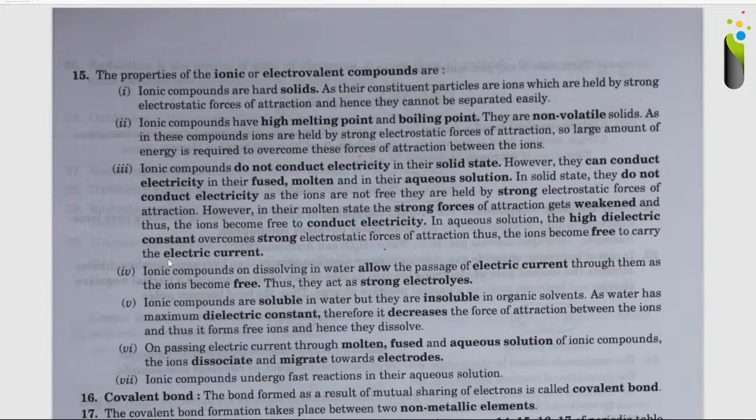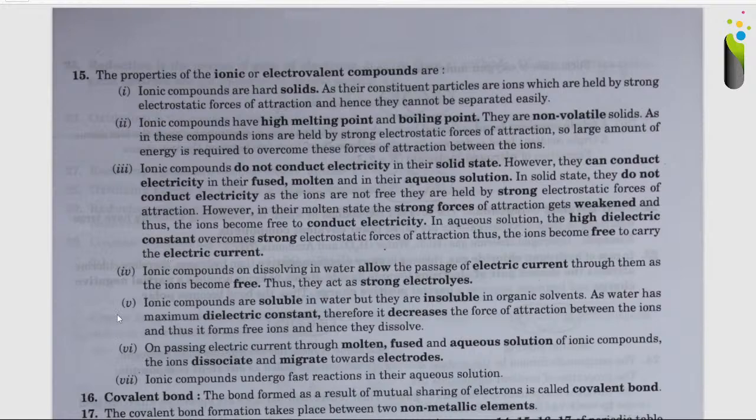Friends, this can be asked to you as an MCQ. Why is it that ionic compounds are hard solids? A, because ions are held by strong electrostatic forces of attraction. Second, they are held together by, let's say, magnetic forces. Third, by gravitational forces. Fourth, all of these, something like that.